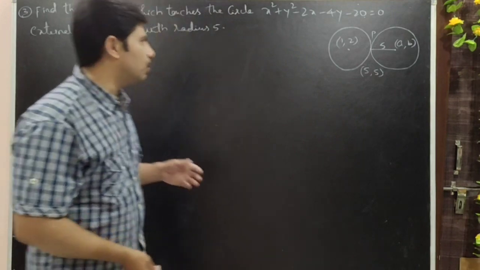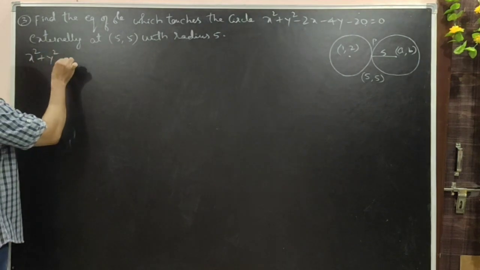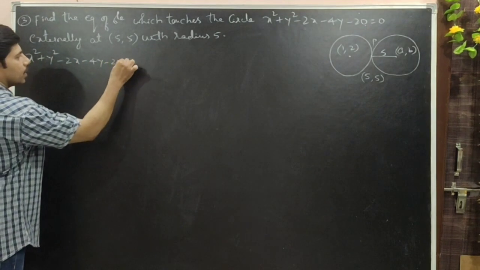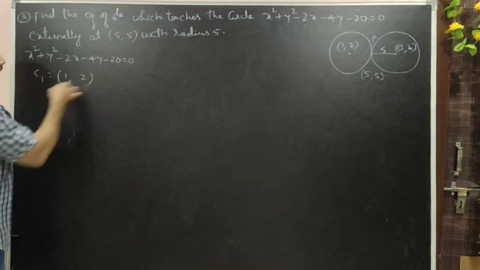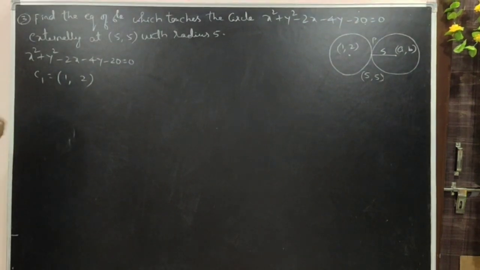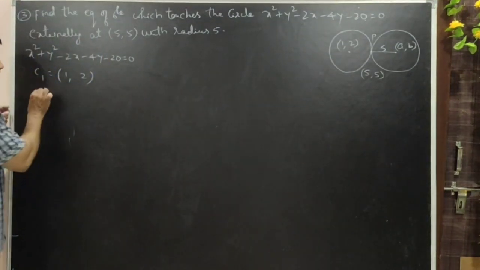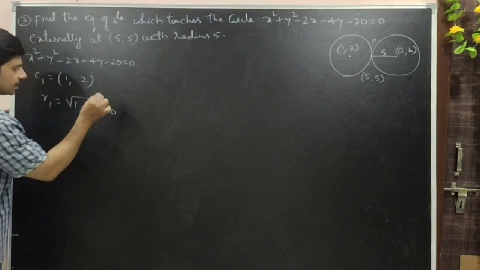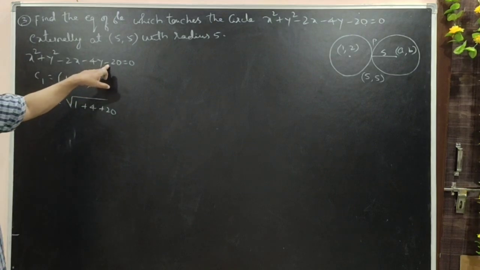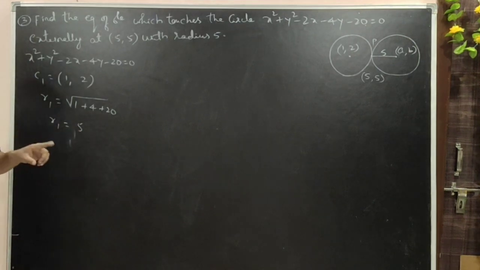So to find that, first we write the given equation of circle: x square plus y square minus 2x minus 4y minus 20 is equal to 0. The center of the first circle is 1 comma 2. Now, I'll find the radius of the given circle. R1 is equal to under root of g square plus f square minus c. Minus 20, when I substitute, becomes plus 20. So, R1 is under root of 5 plus 20, that is 25. Root 25 is 5.